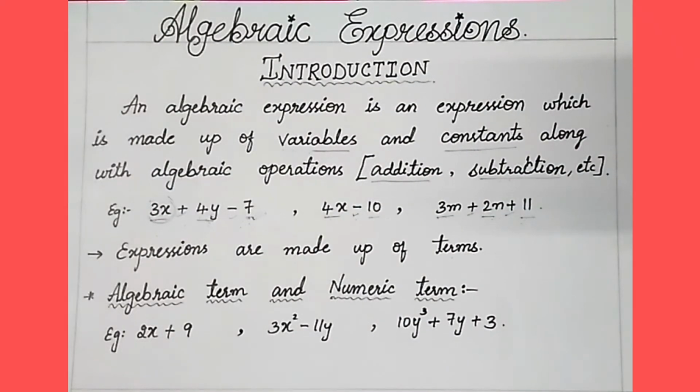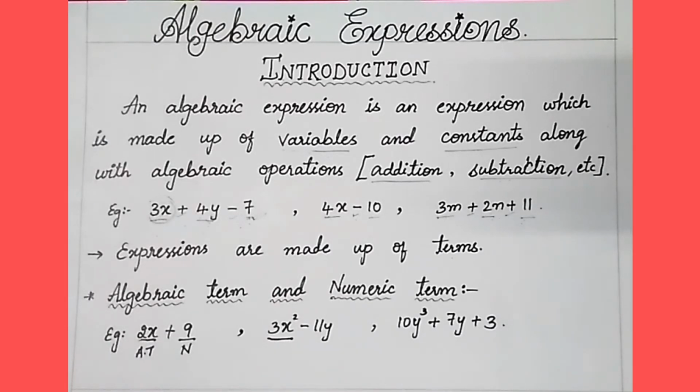Let us know about algebraic term and numeric term. What is an algebraic term and what is a numeric term? Here we have one example, 2x plus 9. So here this 2x is known as an algebraic term and this 9 is a numeric term. This expression has two terms. One is an algebraic term and the other is a numeric term.